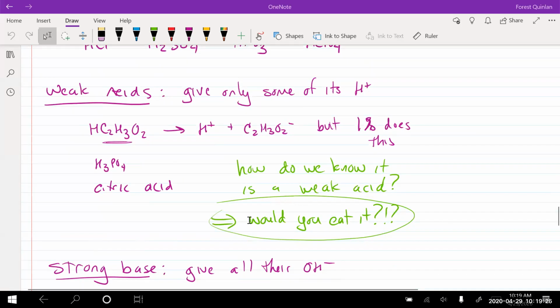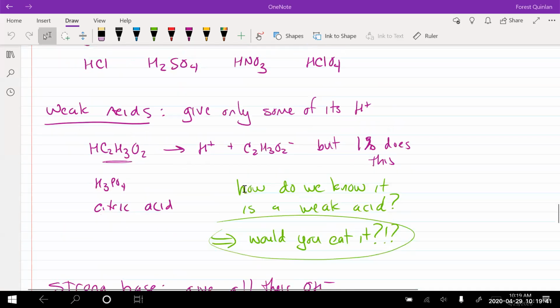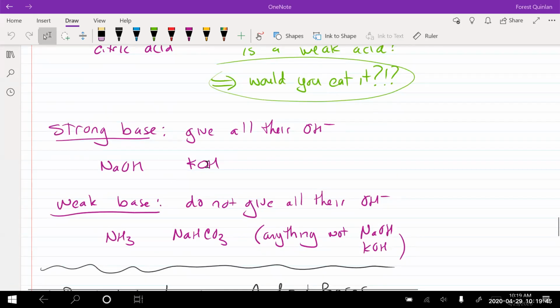And how do you know? You just ask yourself, would you eat it? So here we have acetic, of course we eat vinegar. Phosphoric, that's in our soda cans and our pickling solutions. Citric acid, that's vitamin C. Strong acids give all their H's, strong bases give all their OH's. And if not sodium and potassium hydroxide, it's going to be a weak base.